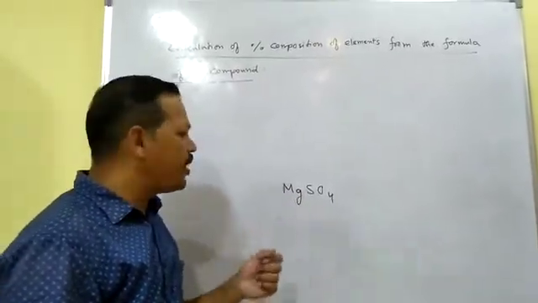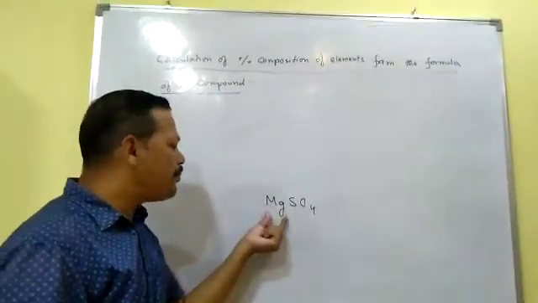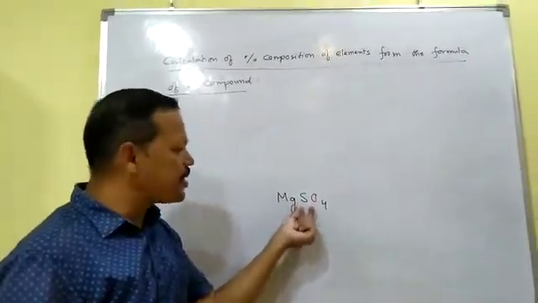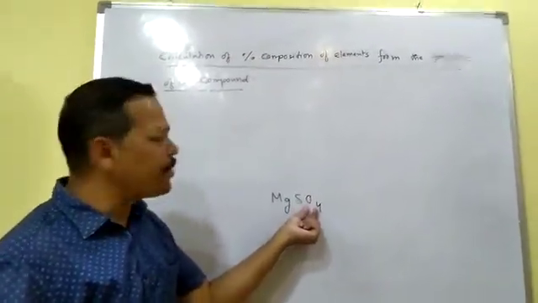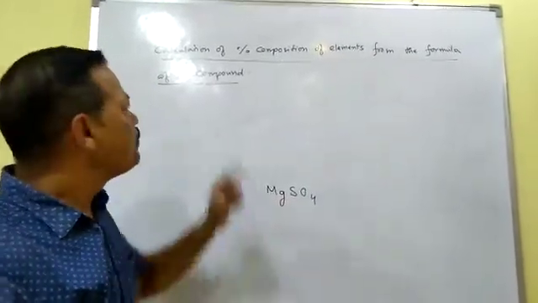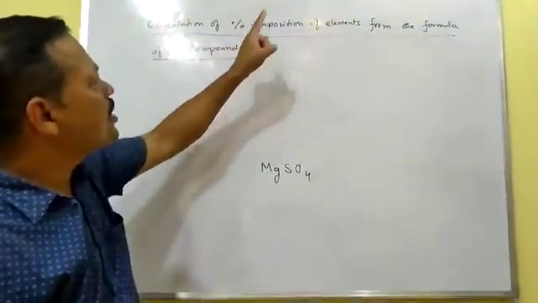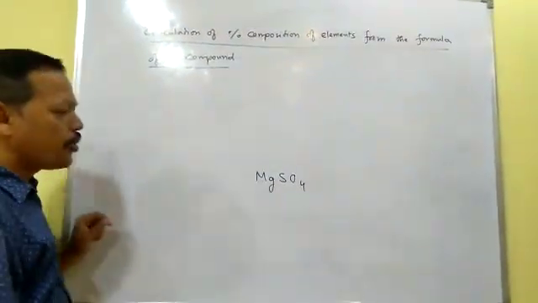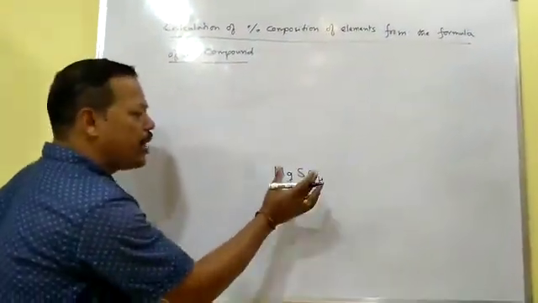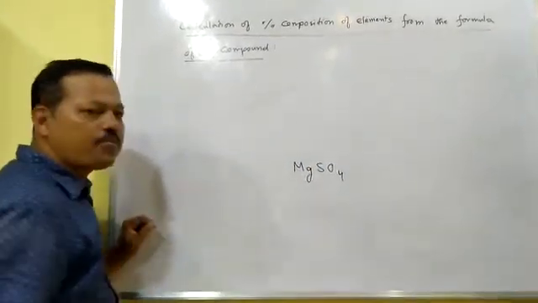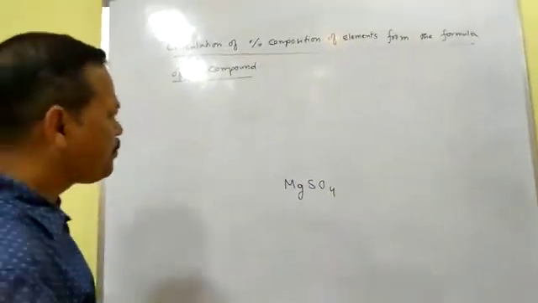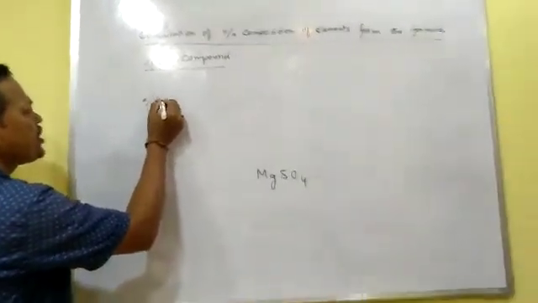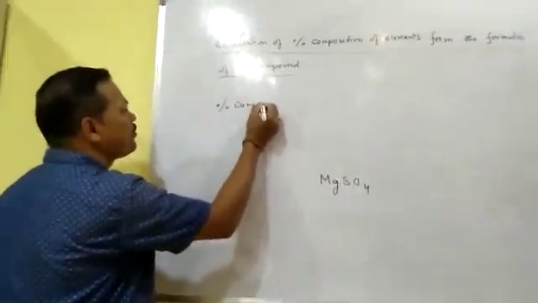Now you have to determine in this compound how many percentage of magnesium present, how many percentage of sulfur present, how many percentage of oxygen present. That you have to determine, and that is called calculation of percentage composition of elements from the formula of a compound. So a compound will be supplied to you. You have to find out the percentage composition of different elements. So first I will give you the formula for how to determine percentage composition of the element.